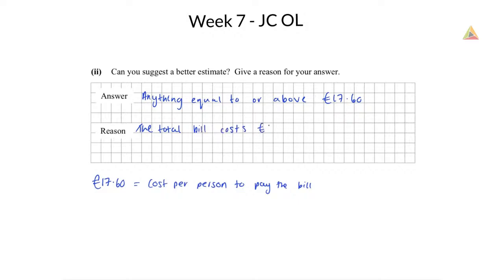And the reason being is that the total bill costs €140.80. So there are 8 people. Each person should pay €17.60 if the bill is split evenly.